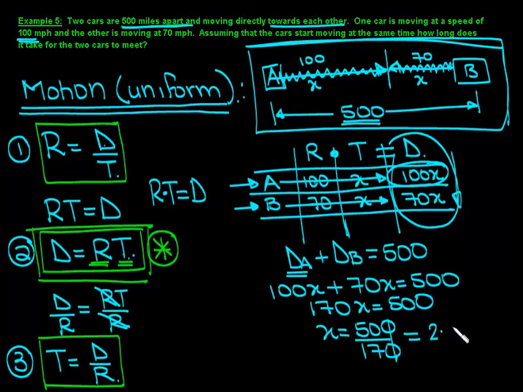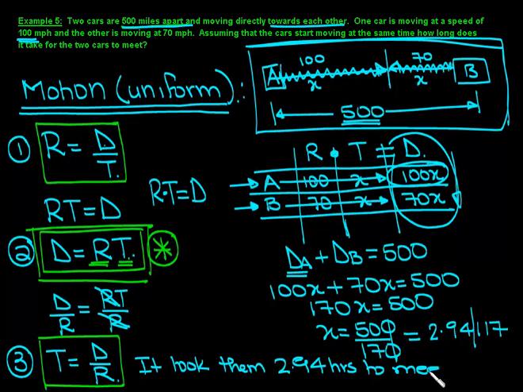2.94117. We want to round off to 2 decimal places. So that tells me that it took them 2.94 hours to meet. Okay. X represents the time each car was traveling, so we did that. So that's how we do the motion problems. It's uniform motion, they're always traveling at the same fixed speed.